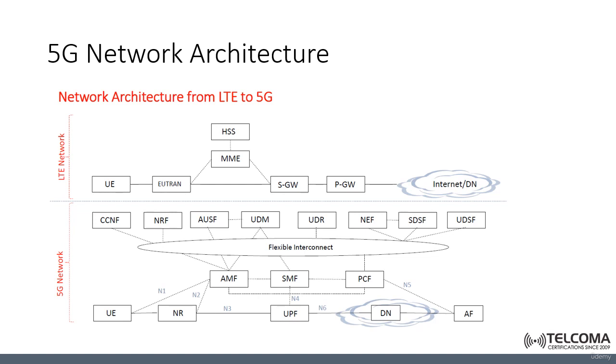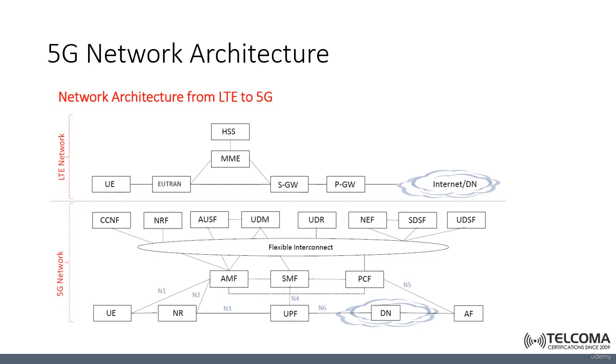You can notice that the changes are at the core level. Those are the major changes that accompany the shift from 4G to 5G. In the LTE network, we have the user equipment, and then we have the radio part, the UTRAN, and then we have the core part composed of HSS, MME, SGW, and PGW.